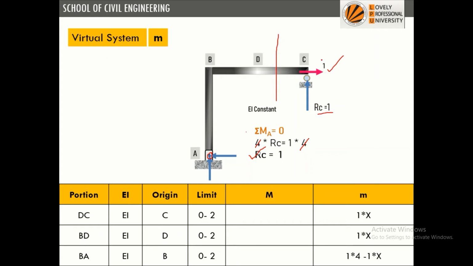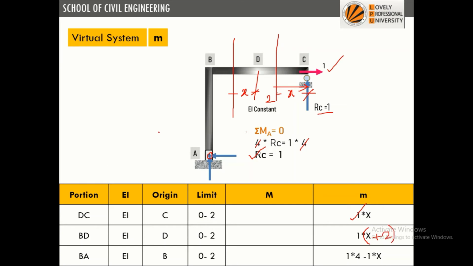Now we consider forces on the right hand side. So the equation will be RC into X. RC is 1 and it will be sagging, so positive. Now this distance is X and this distance is 2, from C to D. So we should write it as 1 into X plus 2.